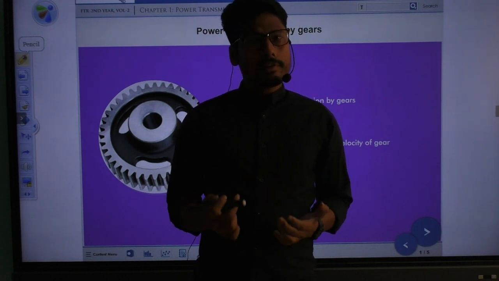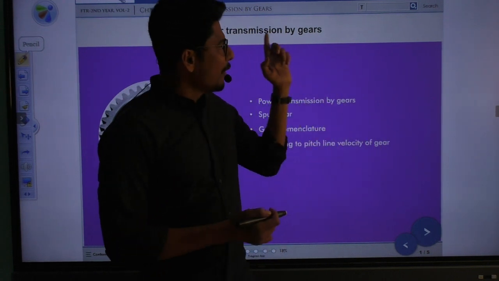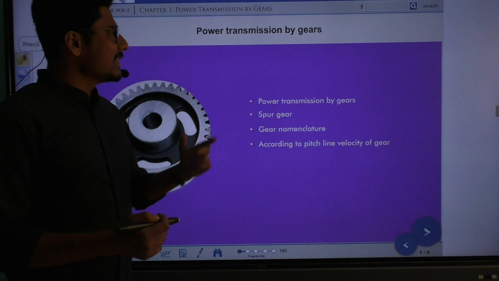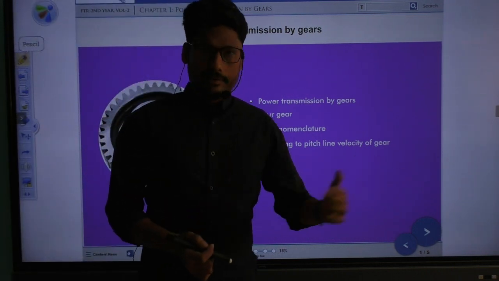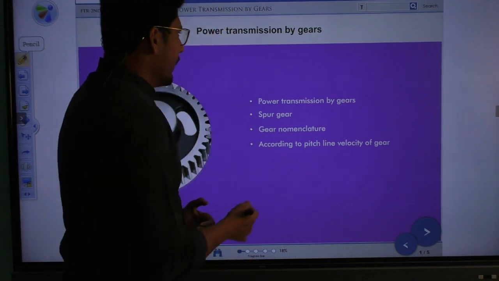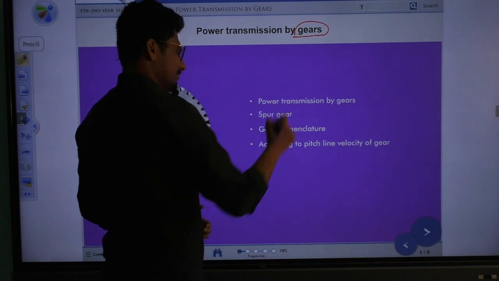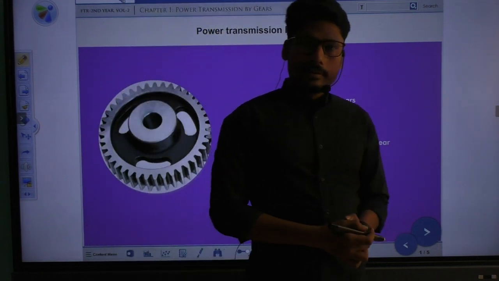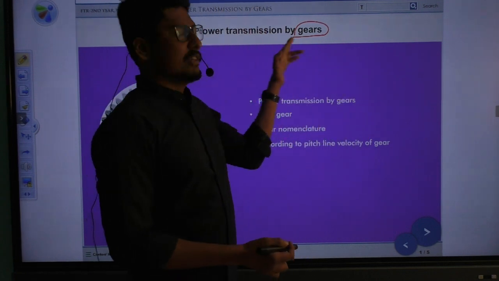So how do we transfer this power? This is one of the means: by using gears, we can transfer power from one place to another. Next comes the important term: what is a gear? We can say that power is transmitted by the gears.